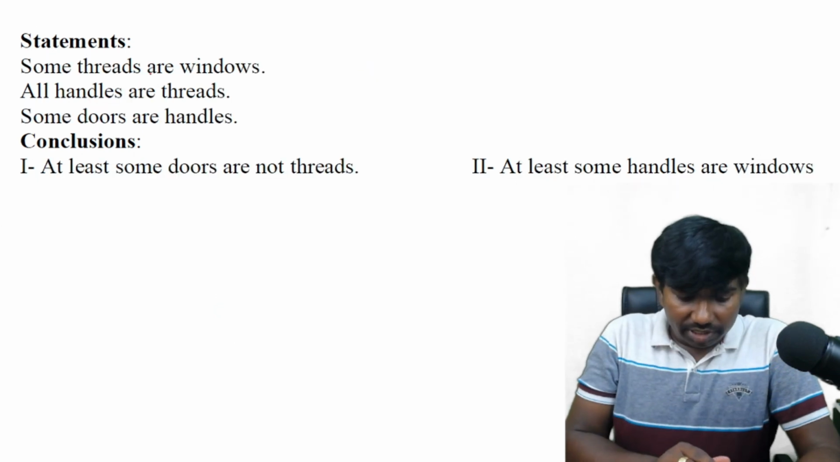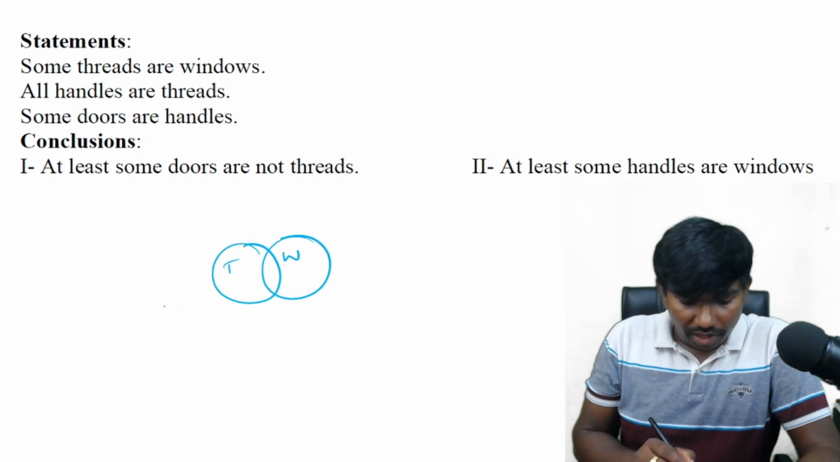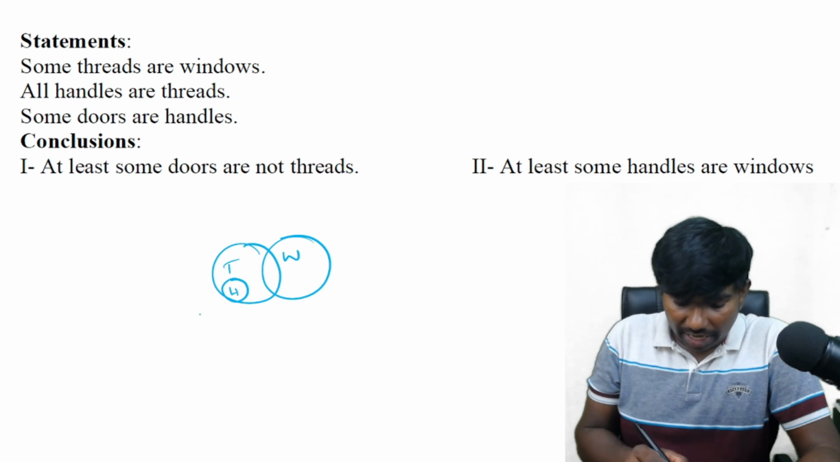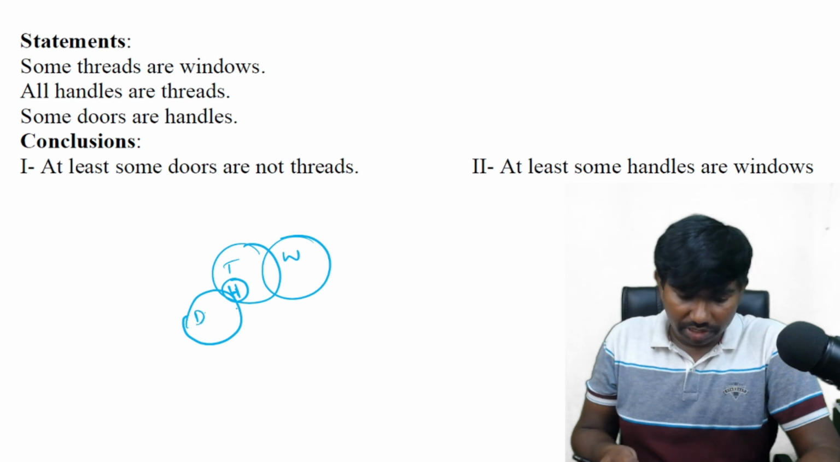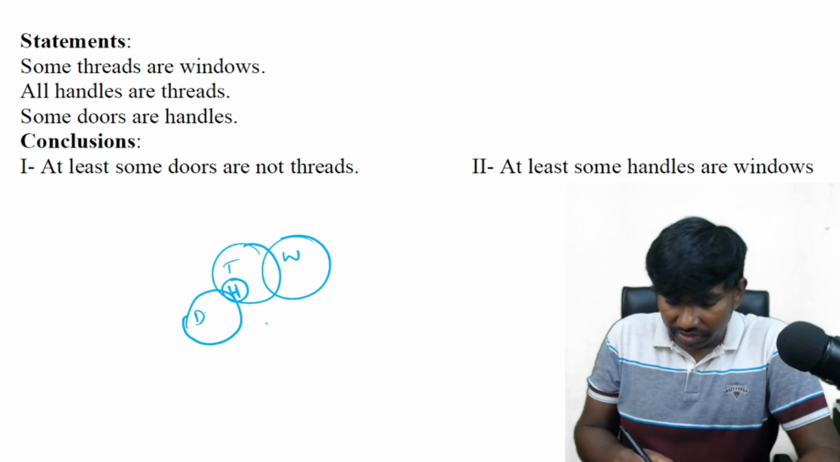Next one. Some threads are windows. All handles are threads. Some doors are handles. Okay. That's all. So these are the three statements given, and this is the basic diagram we have.